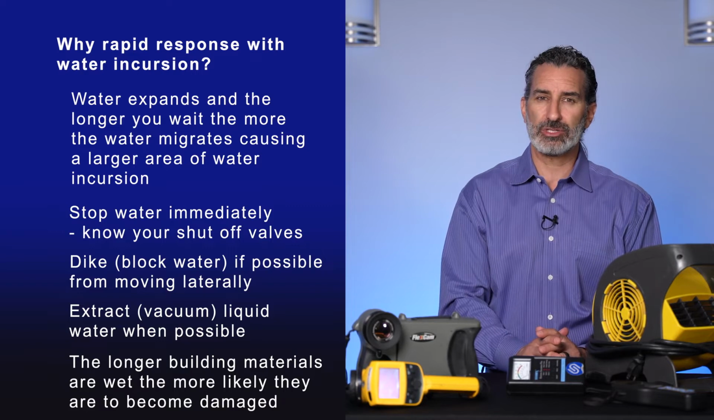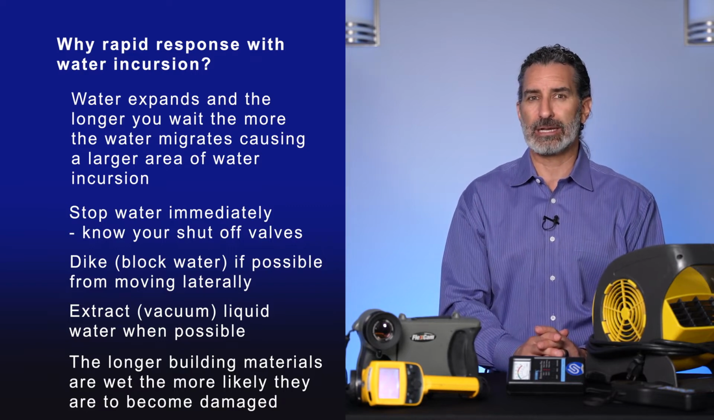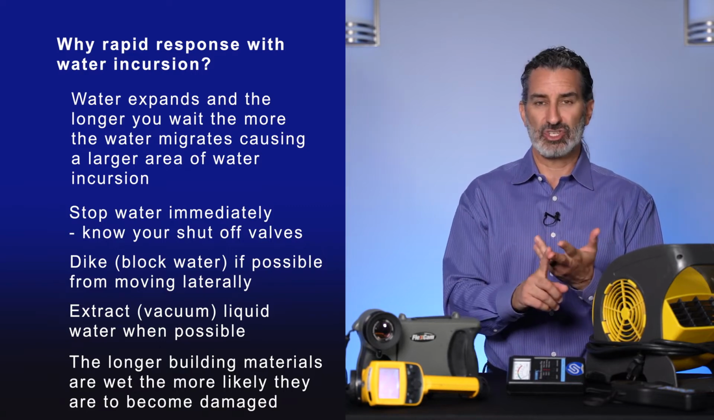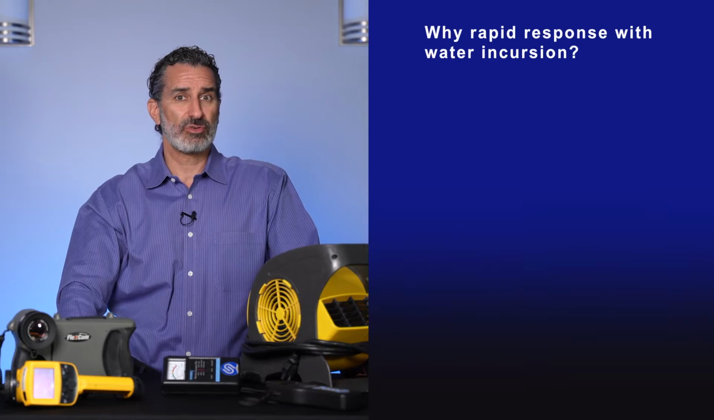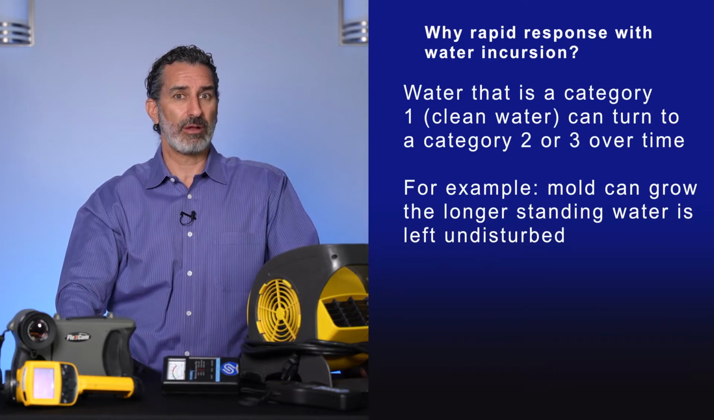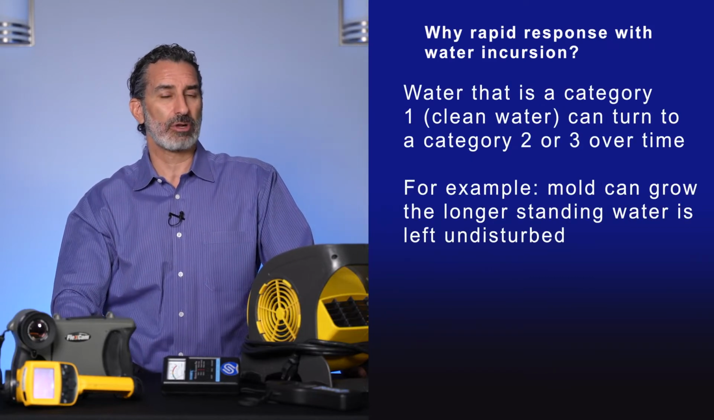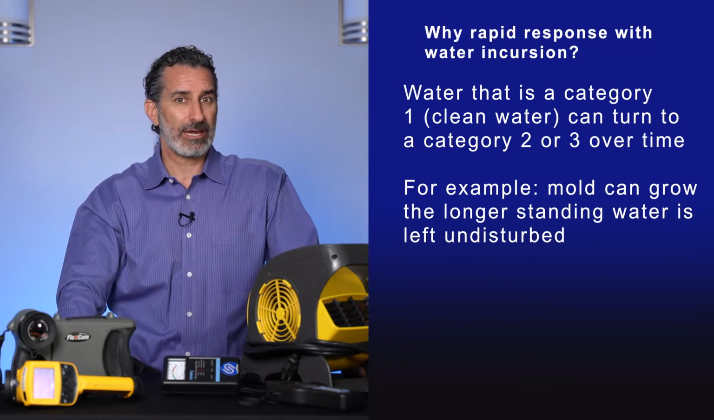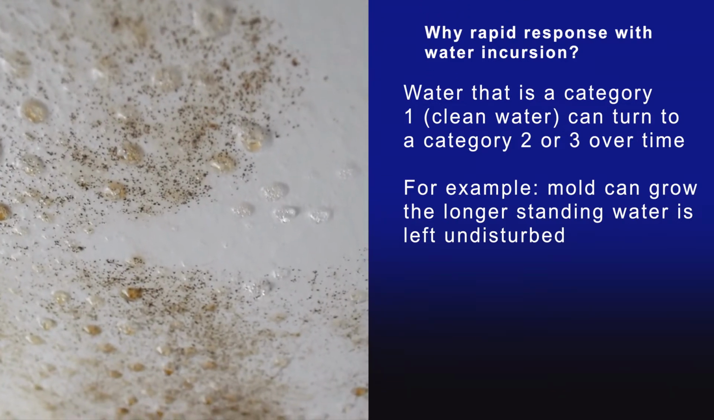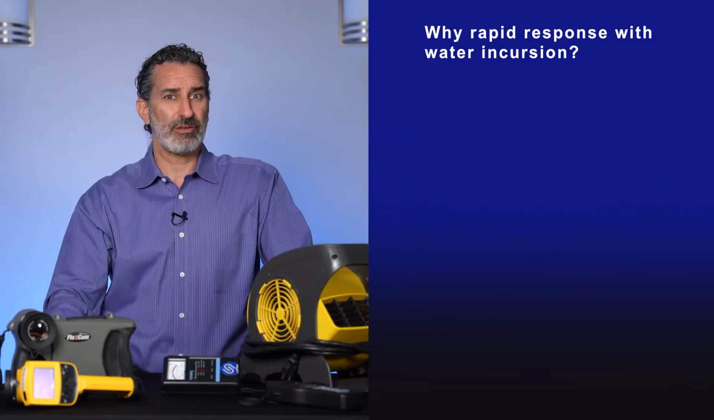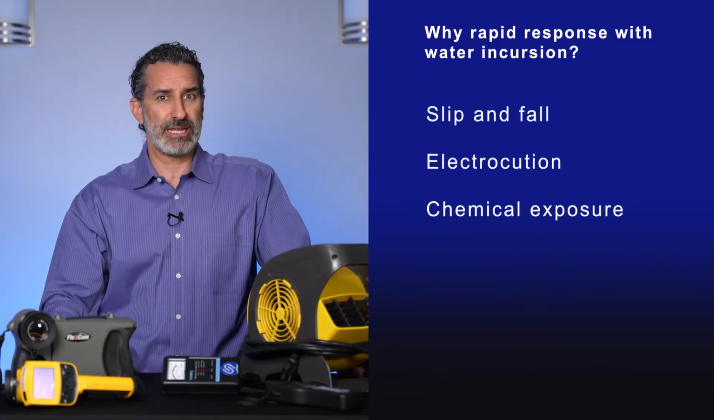The longer materials are wet, the more likely they are to become damaged, swollen, stained, rusted, discolored, etc. Speed makes a difference when it comes to the degradation of water. Remember that water that is Category 1 or clean water can turn into Category 2 or 3 with time. For example, if you don't respond quickly, you will end up with the growth of mold, which we've talked about in other sessions. And don't overlook the obvious health risks that a flooded building presents.